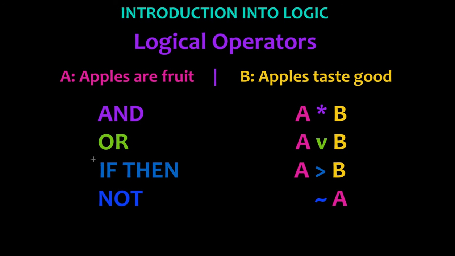Next operator, if-then. So this tells us that if A is true, then B is also true. It's represented by this mathematical symbol here. There is a more distinct type of symbol that's normally associated with if-then, although this was the closest one I had available. And so all this is saying is that if apples are fruit, then apples taste good.